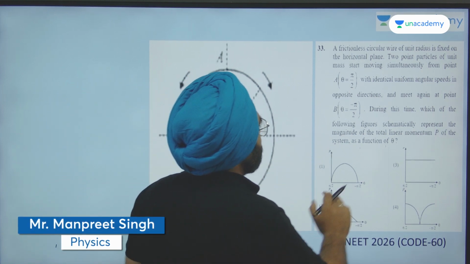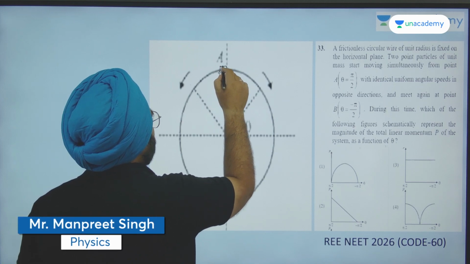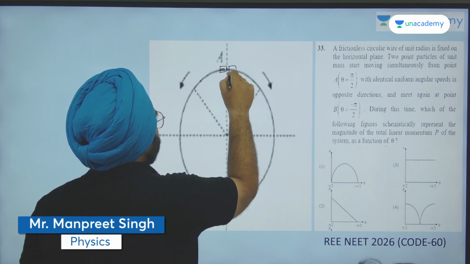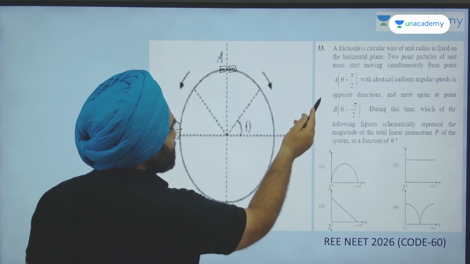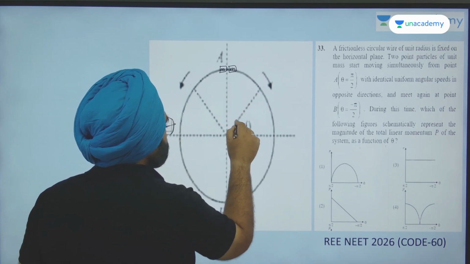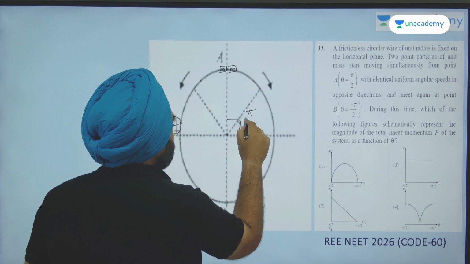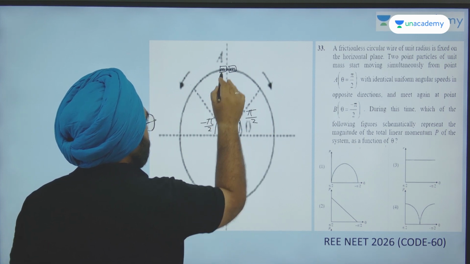Now see what is happening. They are saying two point particles. This starts from here. There is a point particle of mass m. Let's consider there is another point particle of mass m. They are rotating. This is the position pi by 2, so this is the position they have given. Two particles are here, so they are at position pi by 2. Understood? And the other one is at position minus pi by 2. So that means right now they are here.